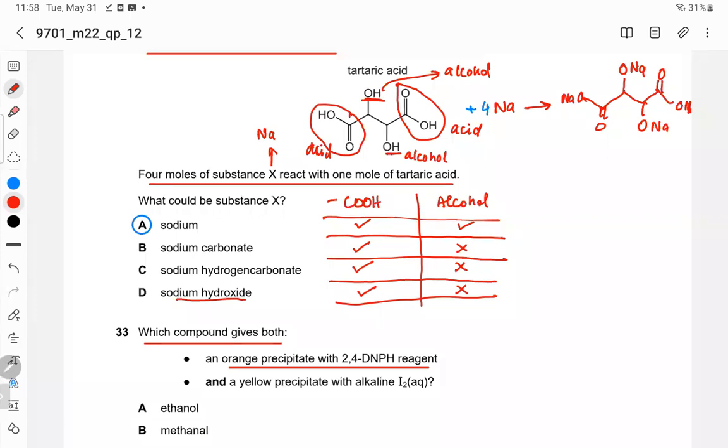So that will form hydrogen gas over here, but they are talking about the reactant. So I just wrote the reactant to make you understand that in this case I need 4 moles, because it reacts with the carboxylic acid and alcohol both, and we have 2 alcohol groups and 2 carboxylic acid groups. Is this clear to everyone?